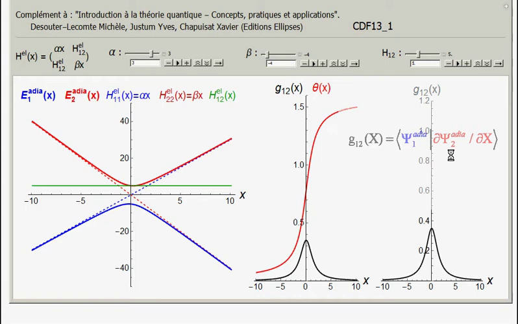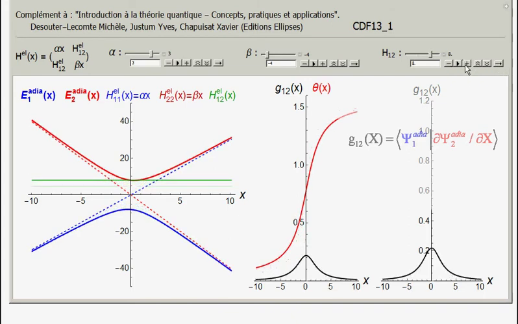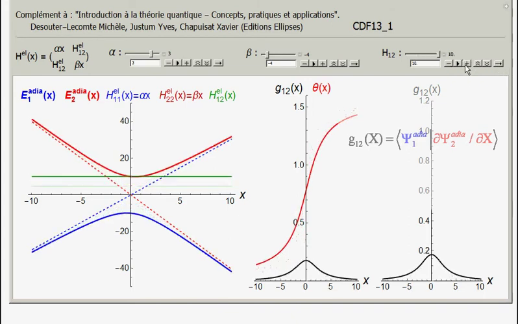And the principal message that this CDF allows us to illustrate is that when the coupling is strong in a representation, it is weak in the other one. To illustrate this, we consider a situation where the coupling between the diabatic states is very high. So I choose the maximum value here for H12.